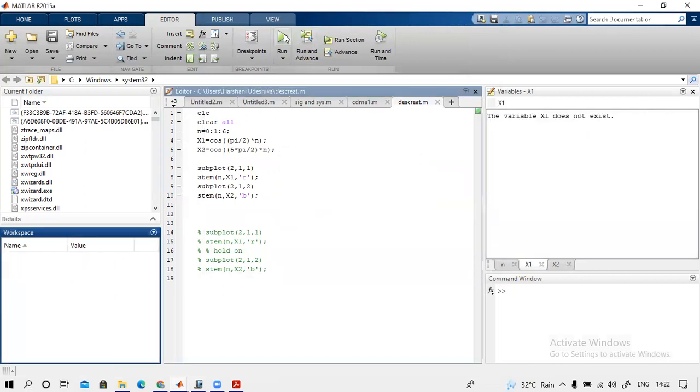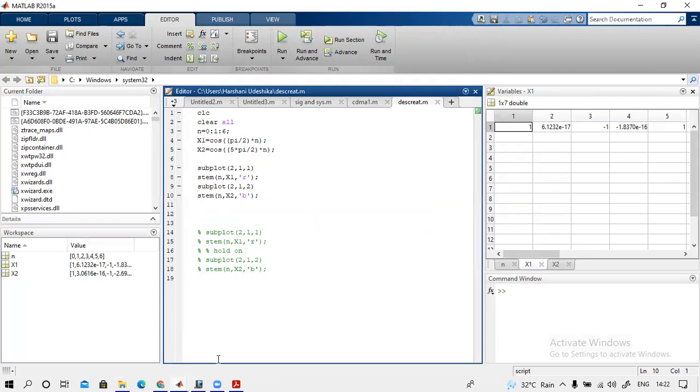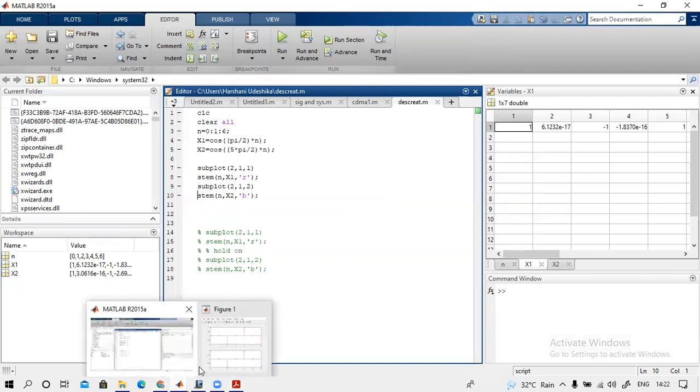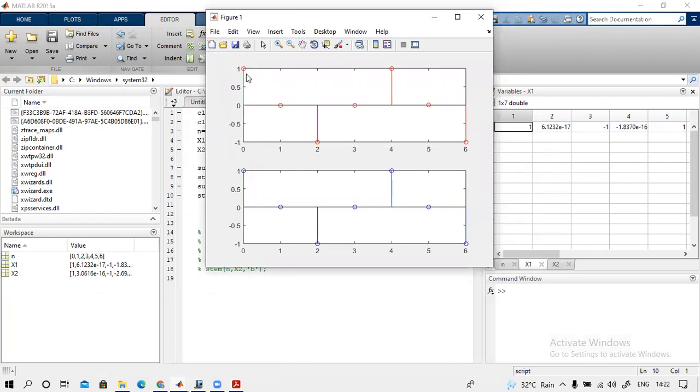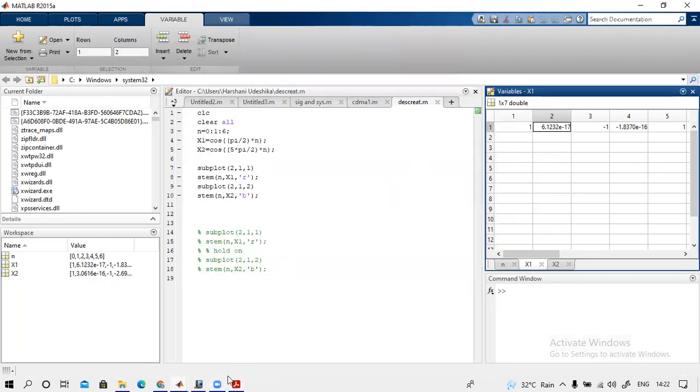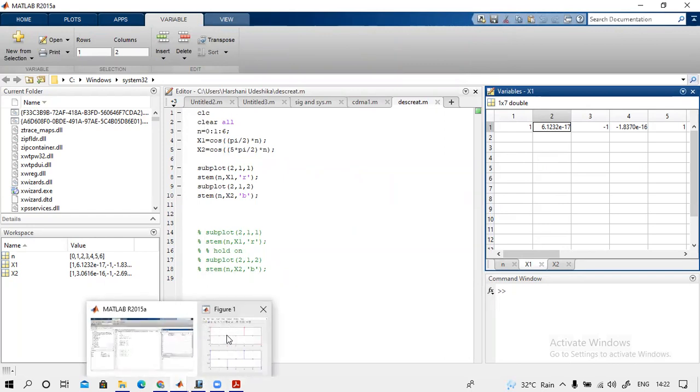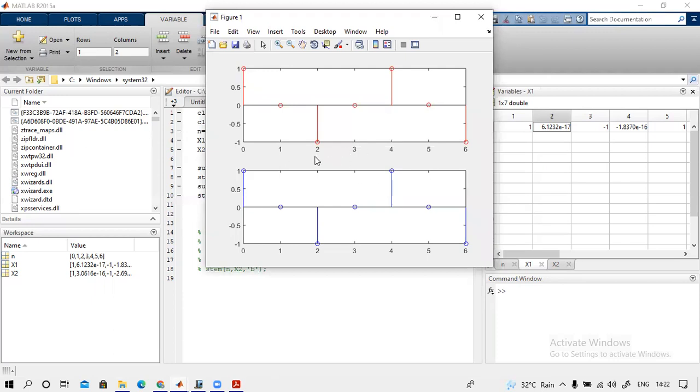So you can see that if I draw it, this red one and blue one look the same, no? There is no difference. What is this value? I couldn't understand. At this 2, it should be 0, no? Anyway, just don't look at this value. Look at this plot.